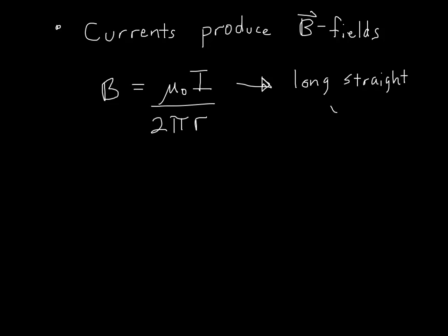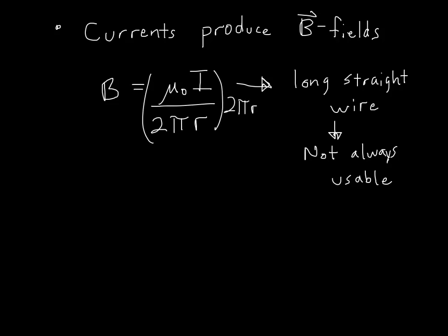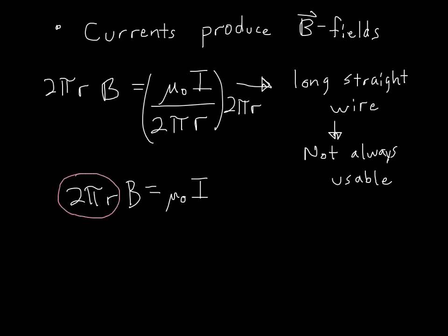Wires tend to bend. Wires tend to move. So this doesn't work in all cases. We need to generalize this. So we'll take some steps to make this into a more general format. I'm going to multiply both sides of this equation by 2 pi r, to get rid of my fractions, because as we all know by now, I don't like working with fractions. So I have 2 times pi times r times the magnetic field is equal to mu naught times whatever current I have. If I take a closer look, this 2 pi r is the circumference of a circle.